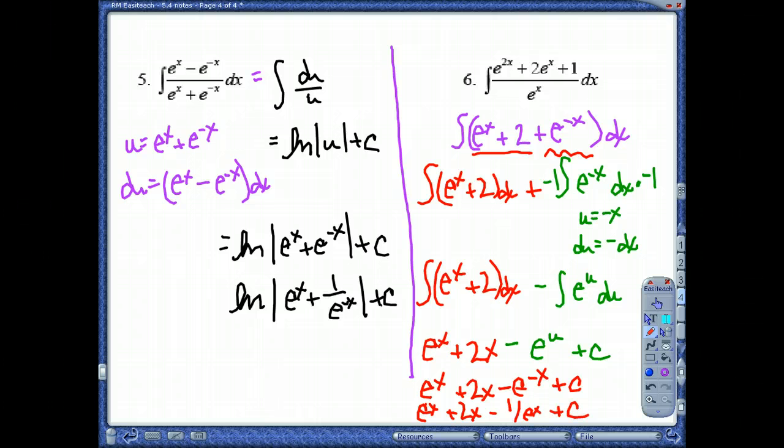All right, those are all of our examples for section 5-4. You now know how to integrate quite a bit. Enjoy.